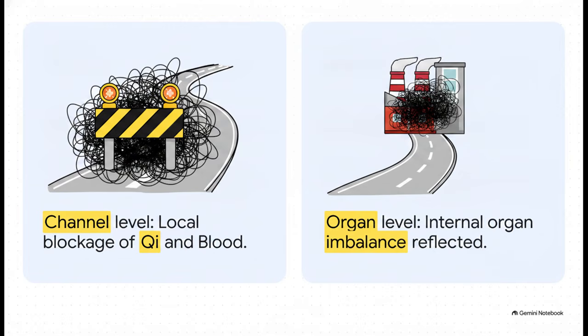On the flip side, you have organ-level disorders. This is when an internal organ is fundamentally imbalanced and those internal issues are being reflected outward along the external channel. By understanding this difference, a practitioner can figure out if they just need to clear the road or if they need to actually go in and fix the factory.